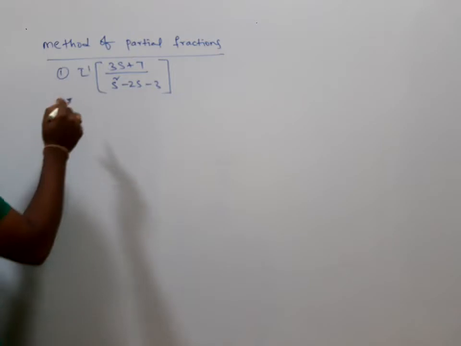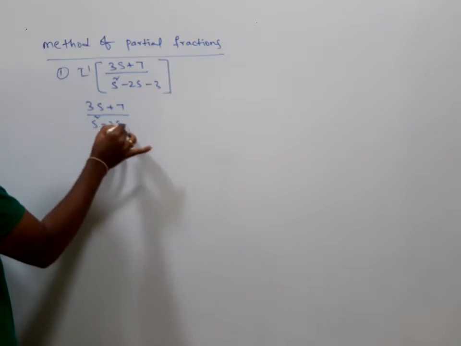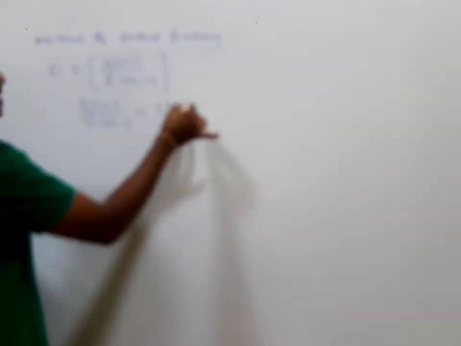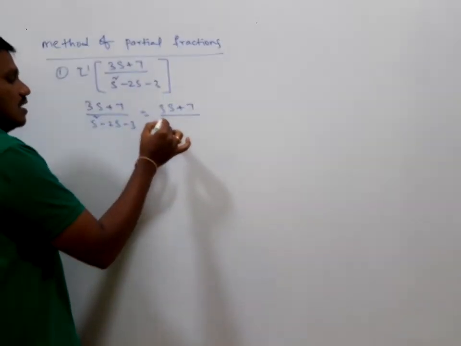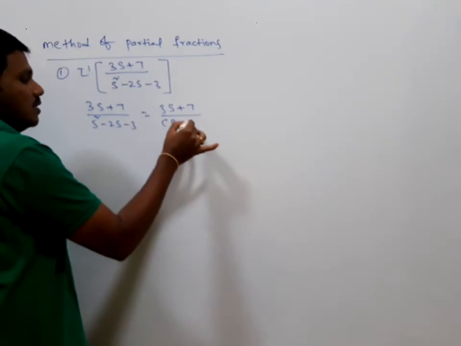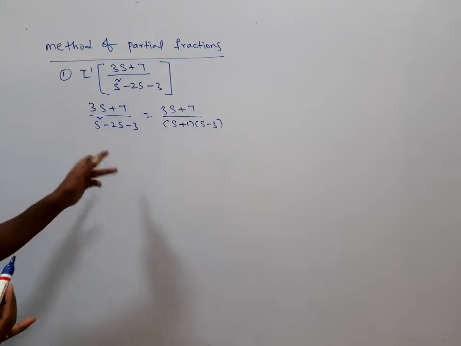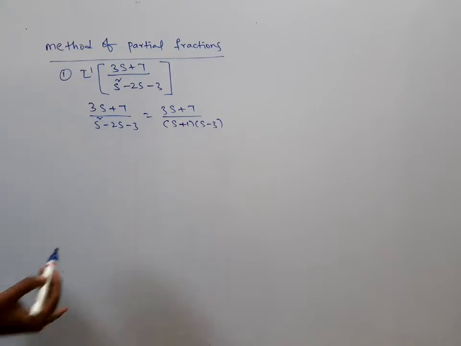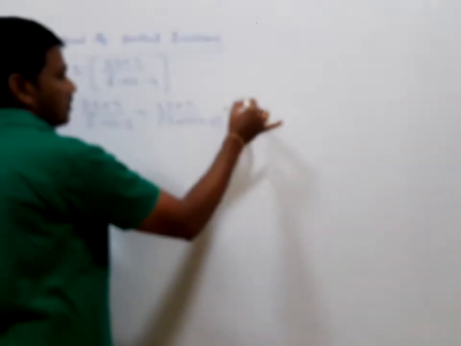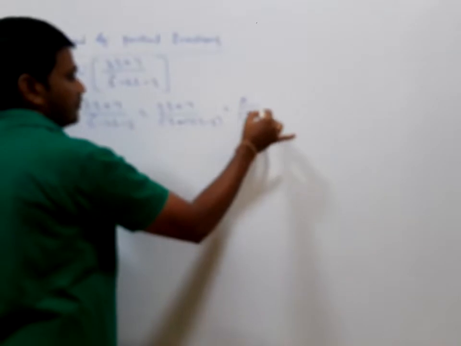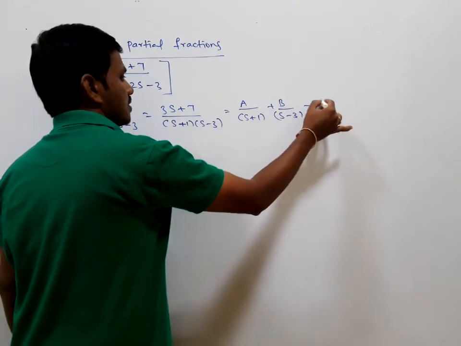We know that (3s plus 7) divided by (s square minus 2s minus 3) can be written as (3s plus 7) divided by (s square minus 3s plus s minus 3), which is (s plus 1) into (s minus 3). So s square minus 2s minus 3. The two factors are not repeated. So we write A divided by (s plus 1) plus B divided by (s minus 3). This is equation number 1.